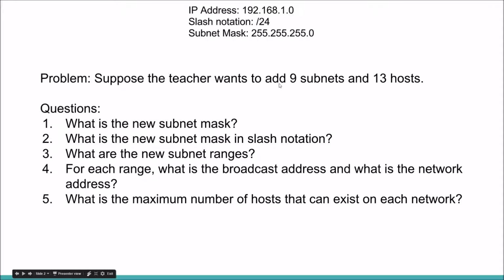The teacher in this example wants to add 9 new subnets and 13 hosts. The student is asked to answer these questions. What is the new subnet mask? What is the new subnet mask in slash notation? What are the new subnet mask ranges? For each range, what is the broadcast address and what is the network address? What is the maximum number of hosts that can exist on each network?